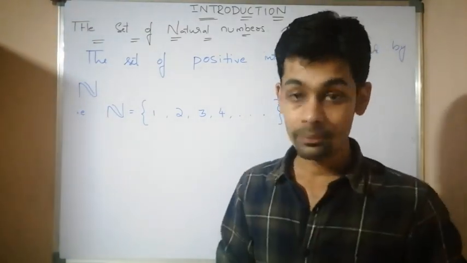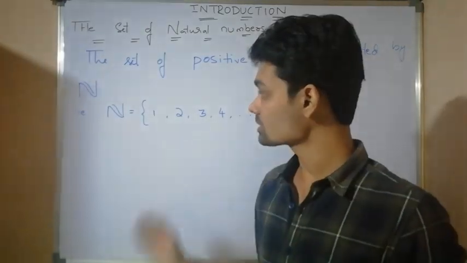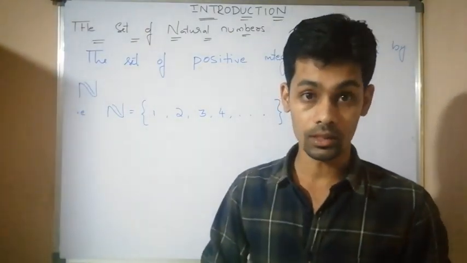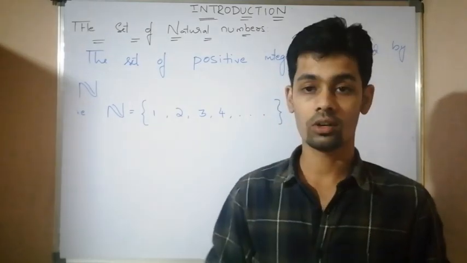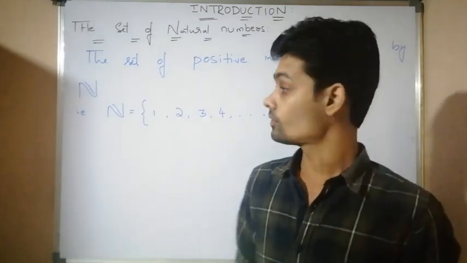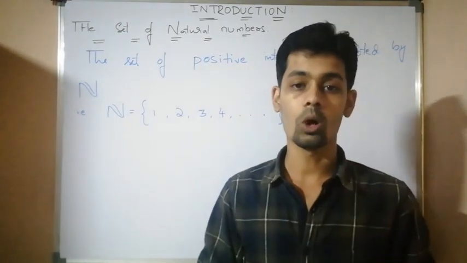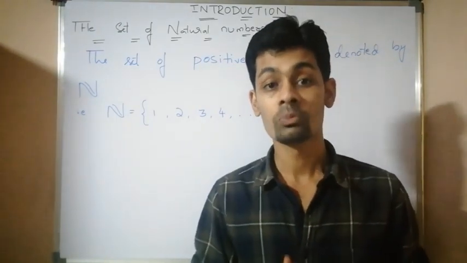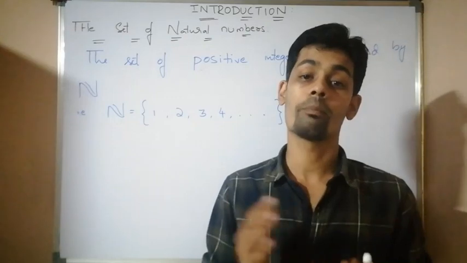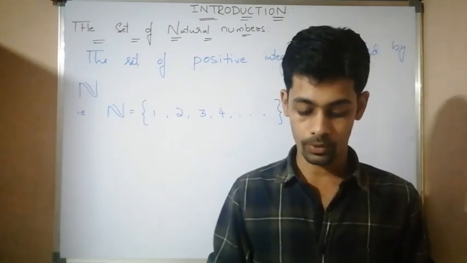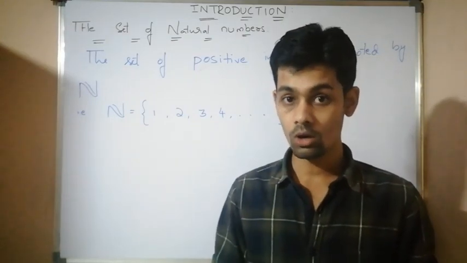These are the 5 properties of the set of all natural numbers. Therefore, those 5 properties, from 1 to 5, are said to be the Peano axioms or Peano postulates.